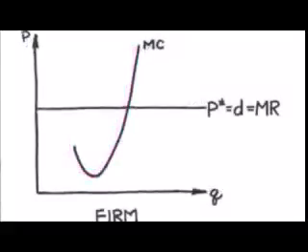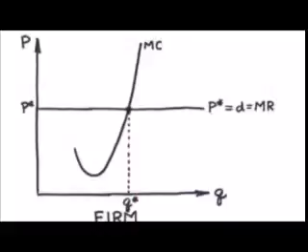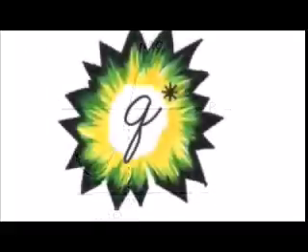And now, all we need to do is select the level of output where marginal revenue equals marginal cost. Now, because there are no average cost curves in this diagram yet, I can't actually show you how large or small the profits are, only that Q star will be the best level of output for this particular producer based on the profit maximizing rule.